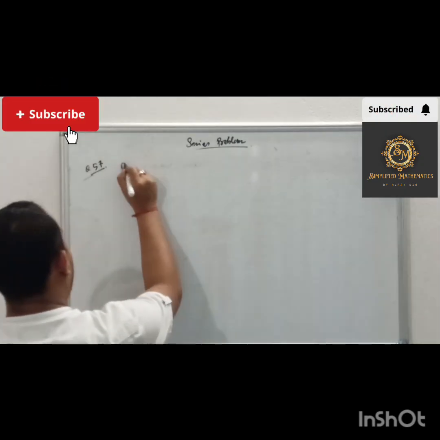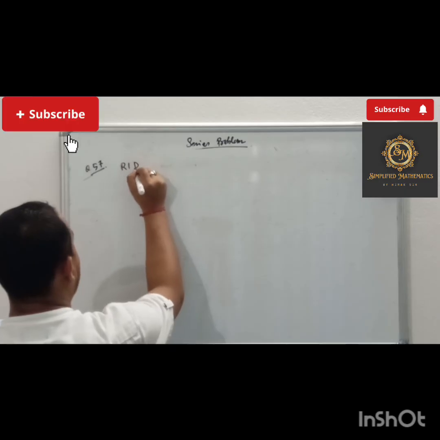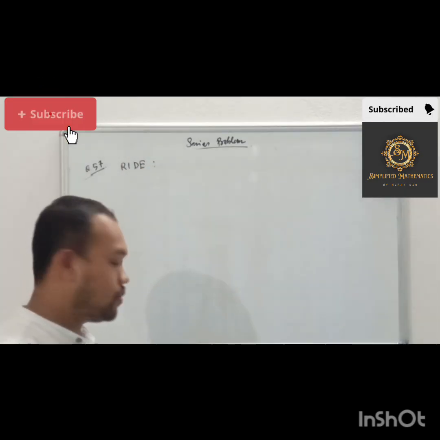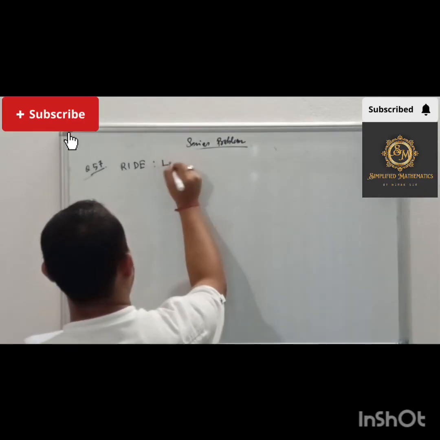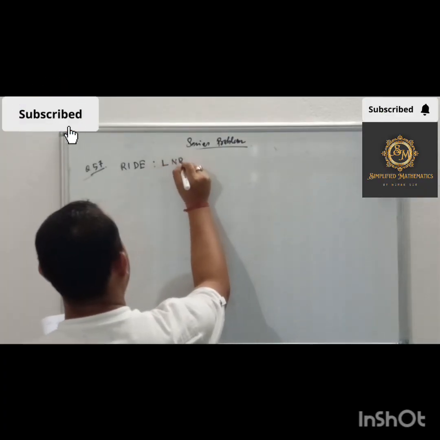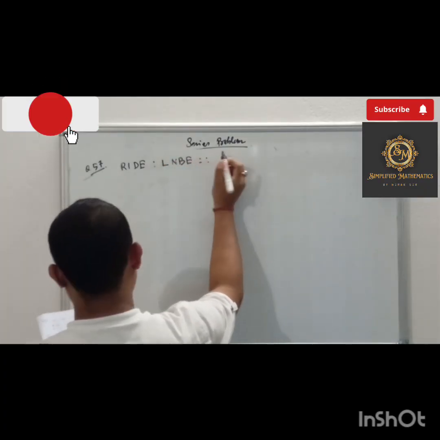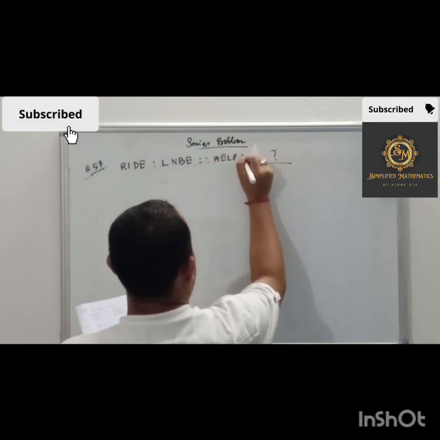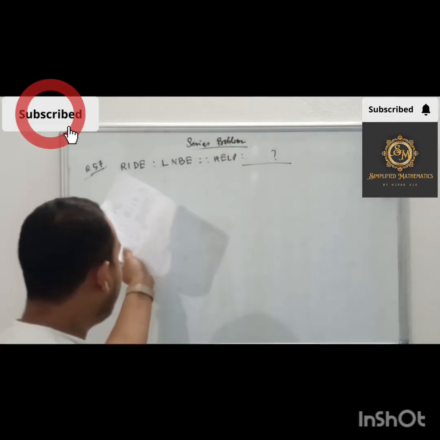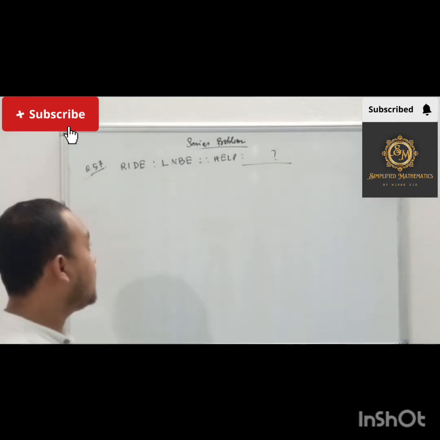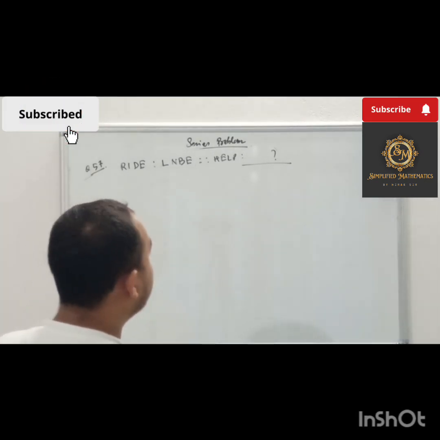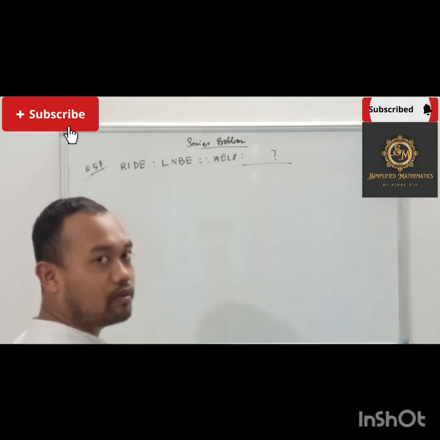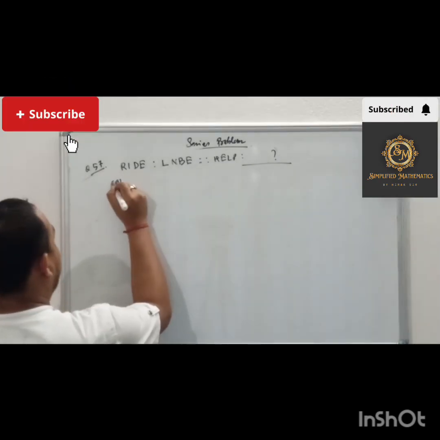So here again I have a problem, and that problem is a reasoning problem of word problems. If RID is written as LNBE and ACLP is written, then how will ACLB be written? We have some options.